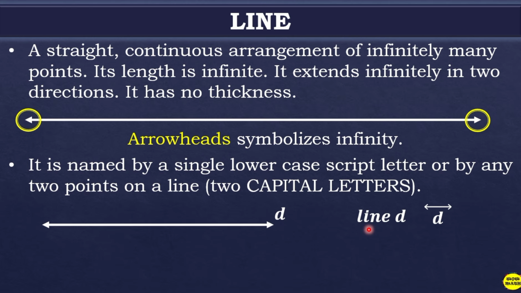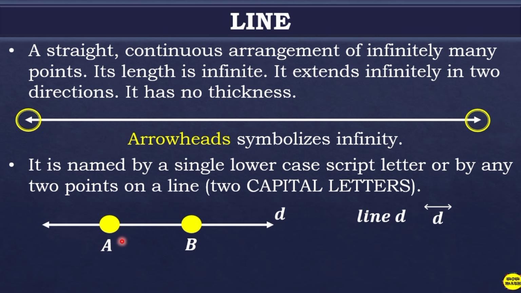Okay. So again, isa sa mga paraan of naming a line is by using a single lowercase script letter. So ito po yung example. Kung meron tayong ganitong figure, this is what we call line D, or in symbol, ito po siya. Another way is eto po. Kung meron po tayong any 2 points on a line, halimbawa I have here point A and point B, pwede natin itong gamitin as name din po niya.